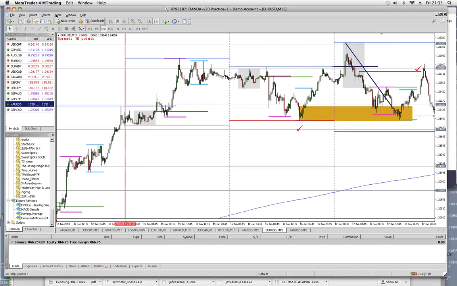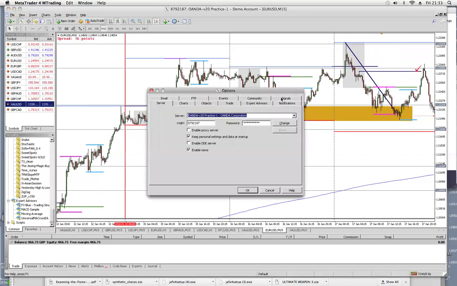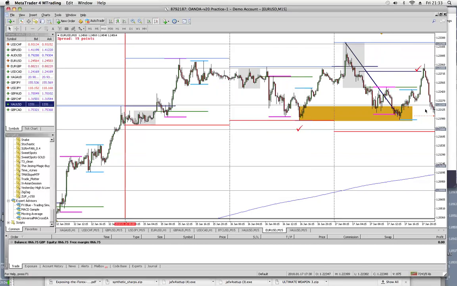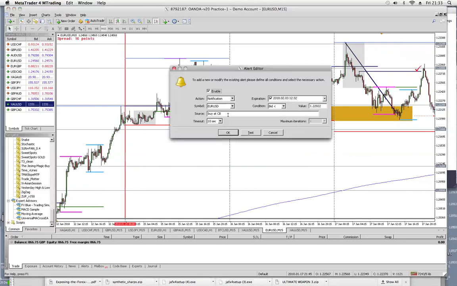But what you do is you go to options and you go to notifications, and that is on your MT4 on your phone. That code, put that code in, and it links your MT4s up. So you can set alerts to your phone, or you can set sounds and stuff. So instead of a notification, you can set sound.